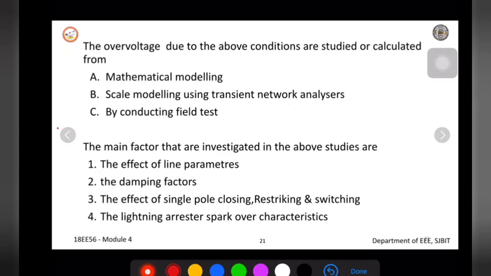And the third one, the effect of single pole closing or restriking and switching with a series resistor in a circuit breaker on the over voltage.